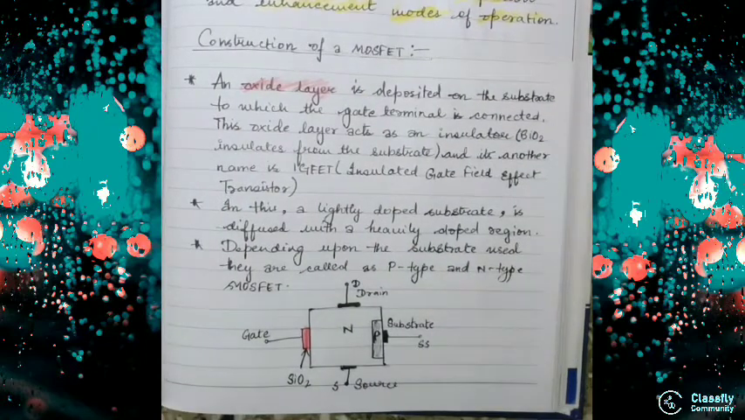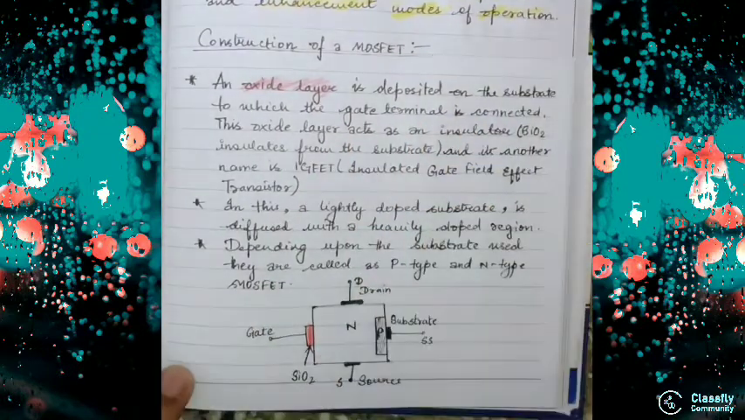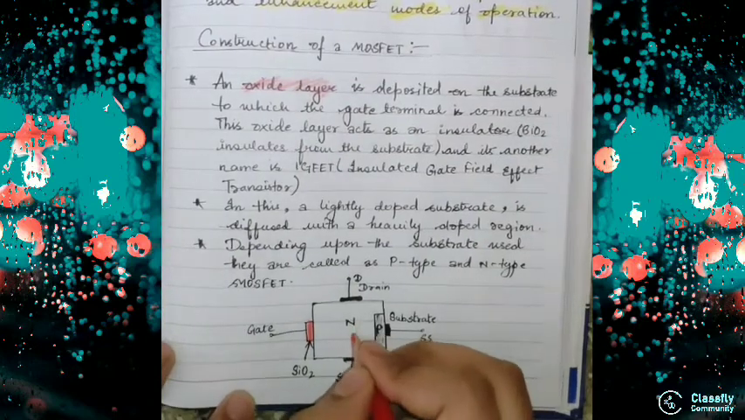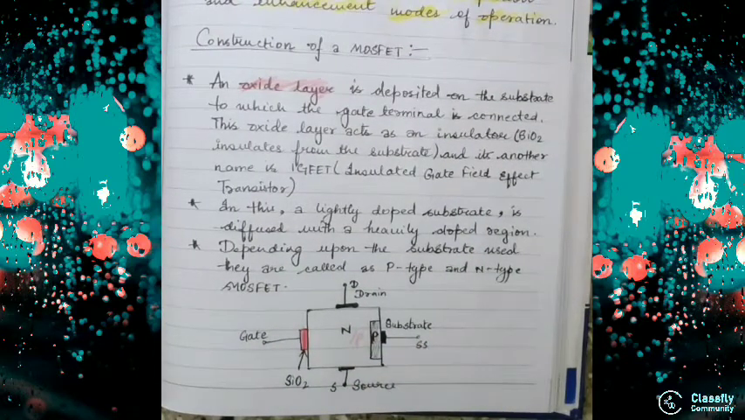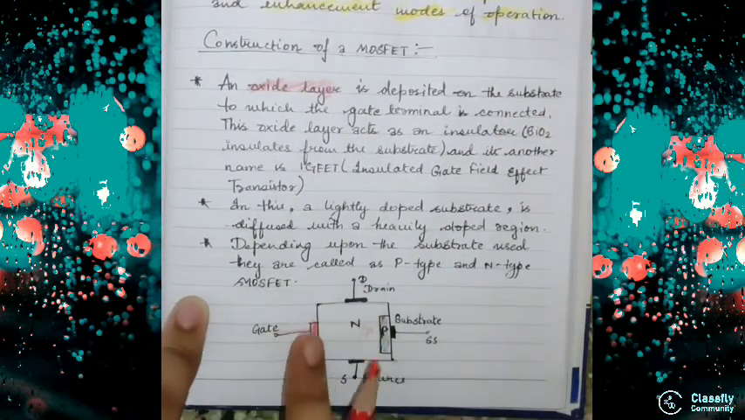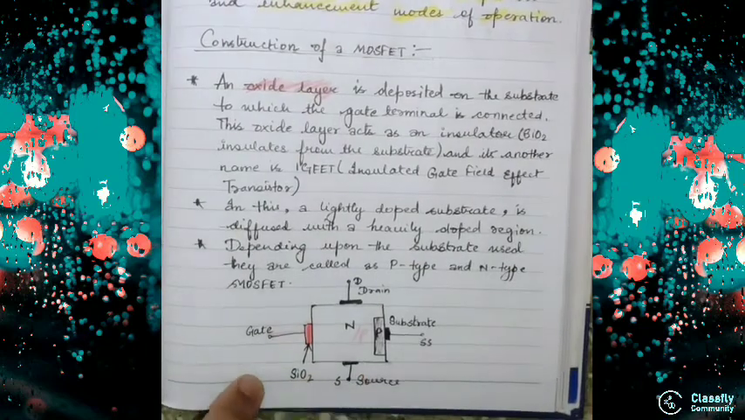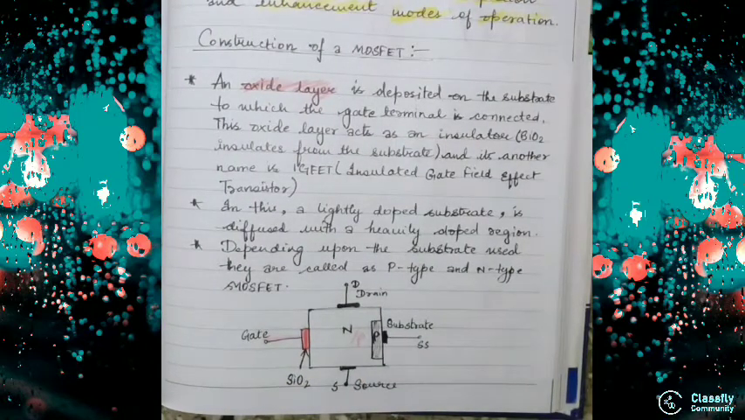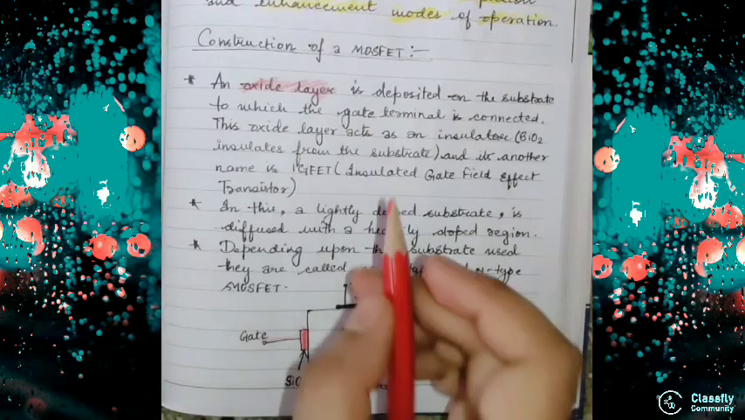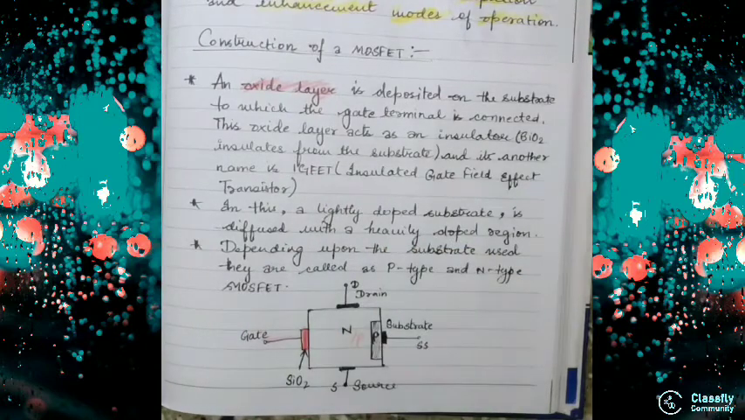Substrate is nothing but the body. You can also say substrate as your body. It can be either N or it can be P. Depending on that, we will decide what type of MOSFET it is. The gate terminal is connected with this oxide layer, and this oxide layer is an insulator. That means this SiO2 insulates the gate from the substrate, and due to this its another name is insulated gate field effect transistor, that means IGFET.